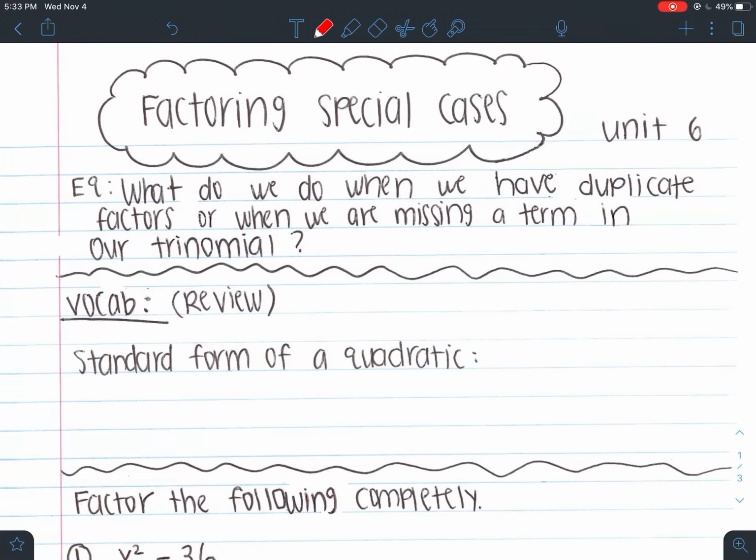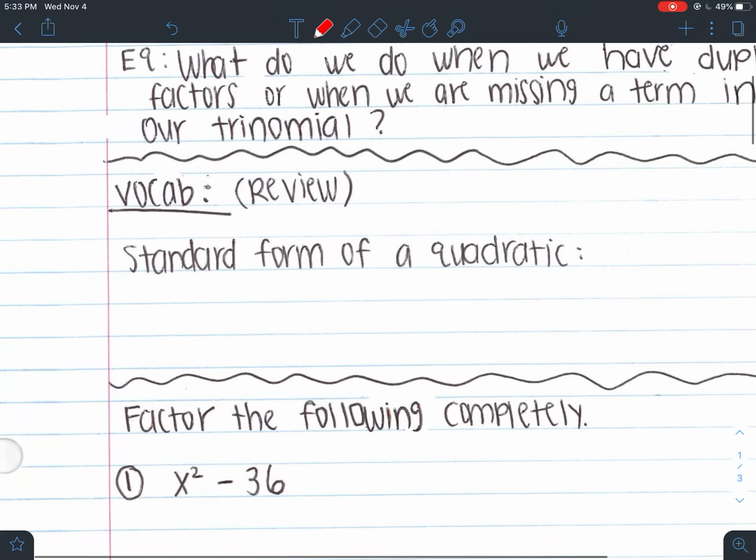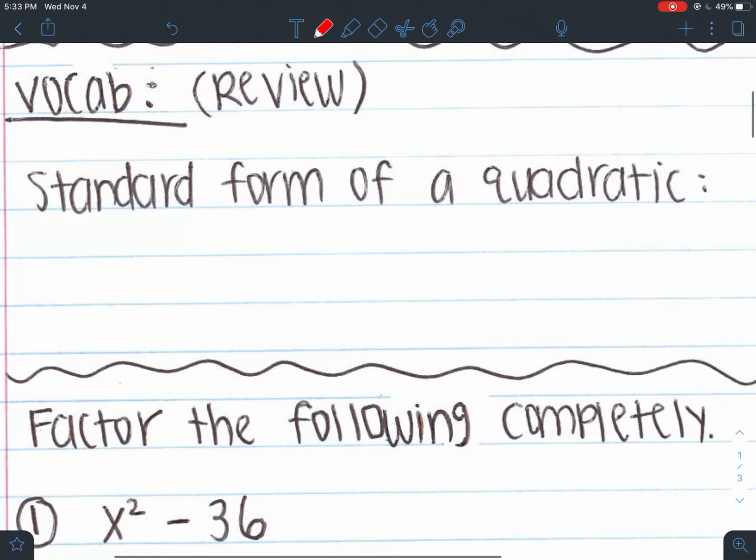We are in Unit 6. Our essential question is, what do we do when we have duplicate factors or when we're missing a term in our trinomial? All right, so we're going to review some vocab from the previous set of notes, which is standard form of a quadratic. Standard form of a quadratic is ax squared plus bx plus c.